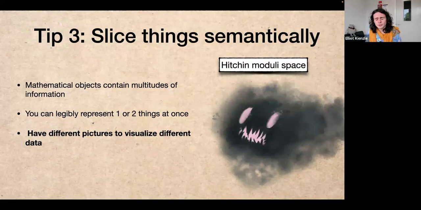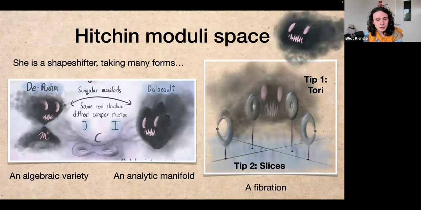That's the exact same problem as before. And the answer is the same. You slice it up. You take different semantic cross sections. In other words, you spatially separate and have different pictures that all visualize different data about your mathematical object. As an example, over here we have this space that I quite like, which is called the Hitchin moduli space. And right now I've drawn it as just a smoke monster. It's nebulous. She's a little bit mysterious. But she's a smoke monster because really she's a shapeshifter, and she takes many forms.